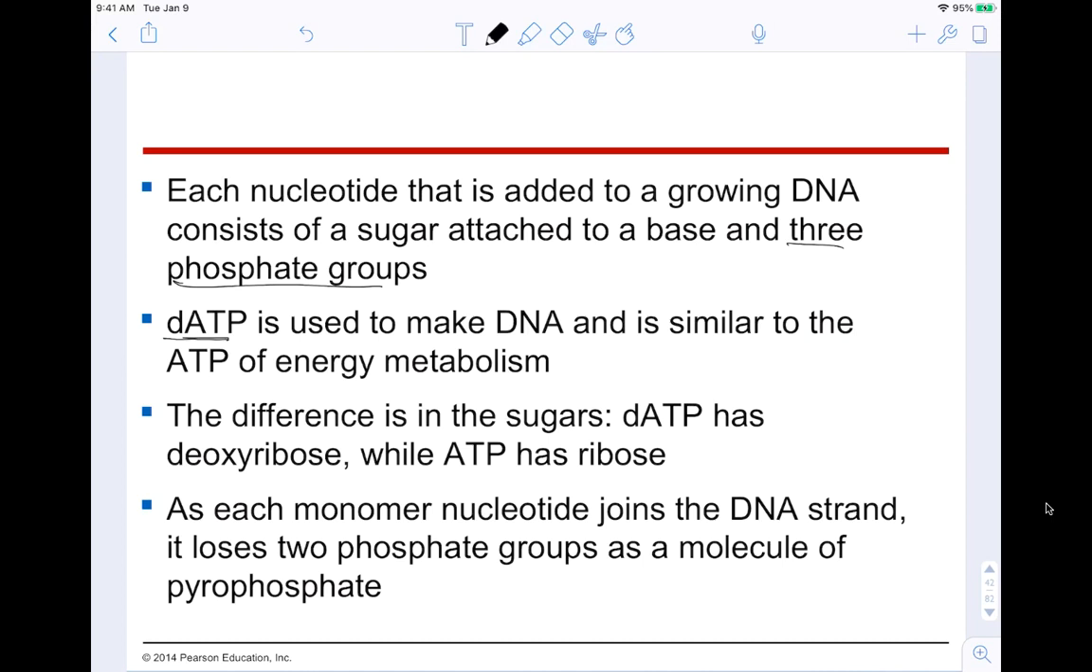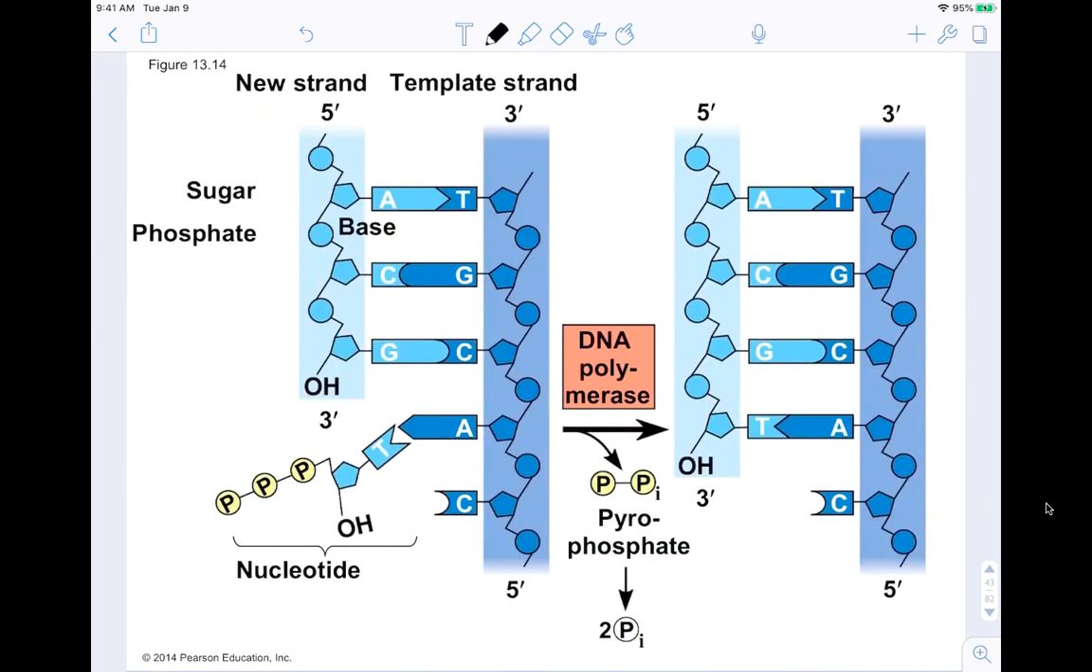Okay, as each monomer, the nucleotides, joins the DNA strand, it loses 2 phosphate groups as a molecule of pyrophosphate, which is usually written PPi. So basically, if you have a sugar that has 3 phosphates attached to it, as it's joining the chain, you cleave off the last 2, and that's pyrophosphate, PPi. And then you're left over with a sugar and a phosphate, which is convenient because that's the backbone of DNA. Okay, cool.